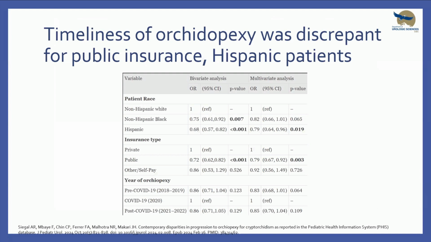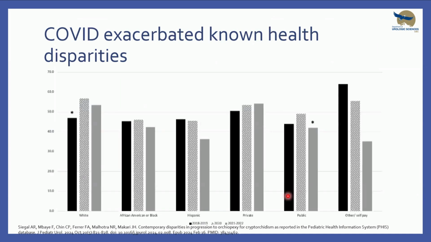Public insurance status, again, less likely to have timely orchidopexy, underwent orchidopexy an average of 2.94 months later. What was interesting about the 2024 paper is they had the opportunity to look at patients from a pre-COVID cohort, a during COVID cohort, and a post-COVID cohort. And what they saw is COVID did exacerbate some known health disparities.